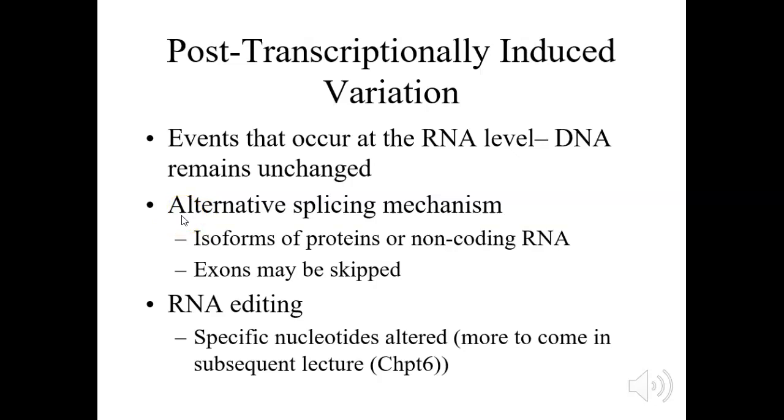Exon skipping, again, is one particular way of getting an isoform by incorrect splicing, and also alteration sometimes by the editing of RNA. So these can all cause variation as well.